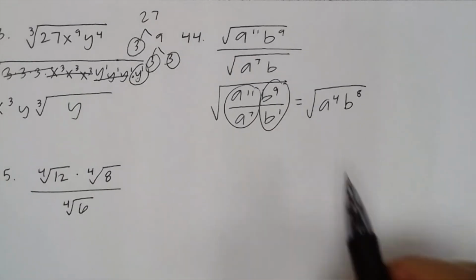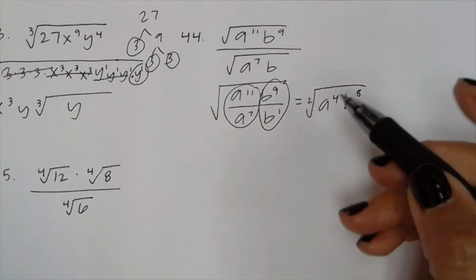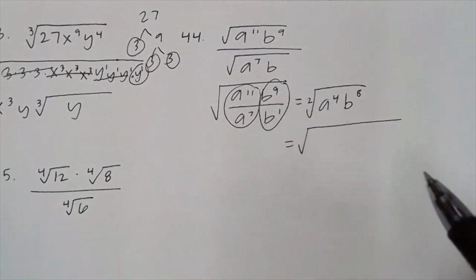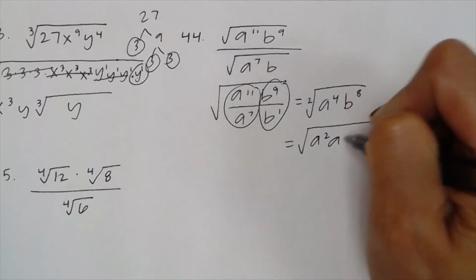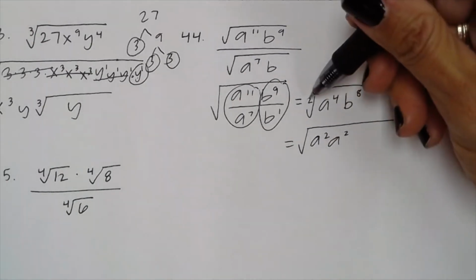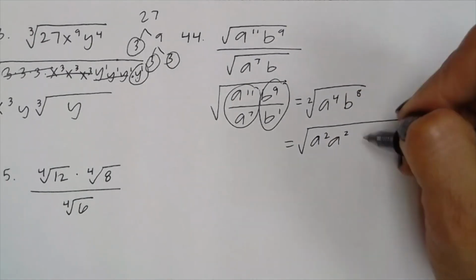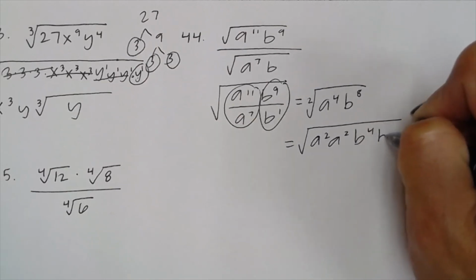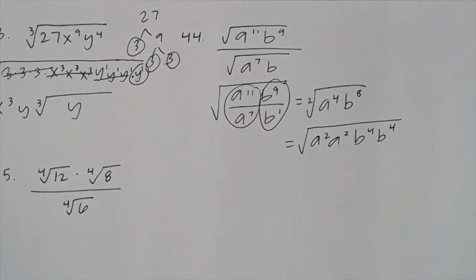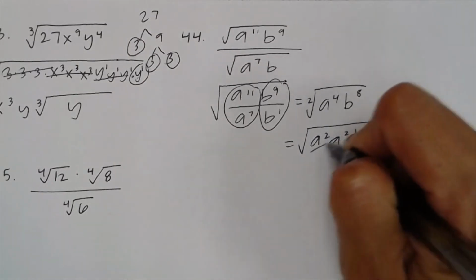And then finally, now this is a square root. So we're going to do this again. We're going to break down. So 2 goes into 4 twice. So that's the exponent. So we go a to the 2nd, a to the 2nd, and you write them twice. And then we do it again. 2 goes into 8 4 times. So that's the exponent. And you write it twice because it's a square root. And now you pull things out in pairs.